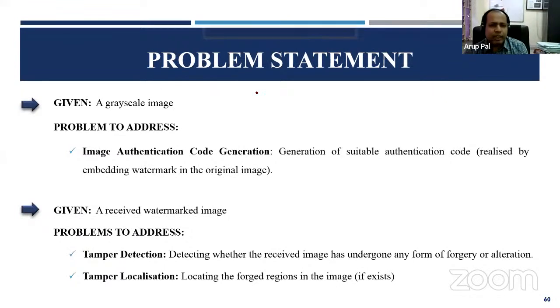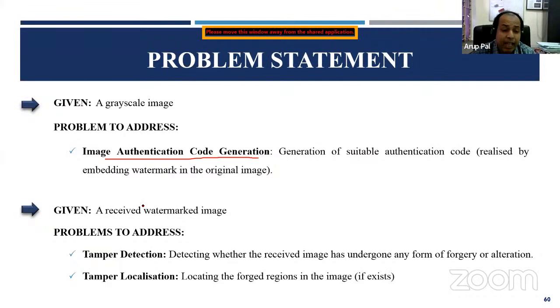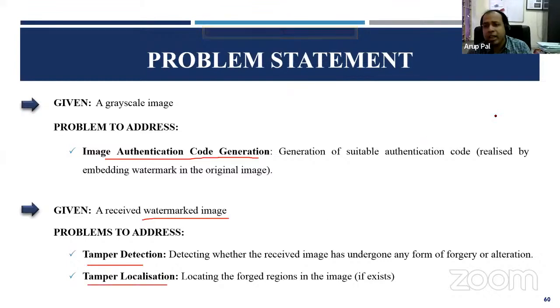Okay, so what is the problem statement in this particular process? Image authentication code generation is one of the areas, and then you have to embed this code in a particular cover media, and accordingly you will get the watermark image. Now, if the watermark image goes through any kind of modification or changes, then you can easily detect where the content was modified. That is called tamper detection, and tamper localization. These are the two areas we basically focus on.